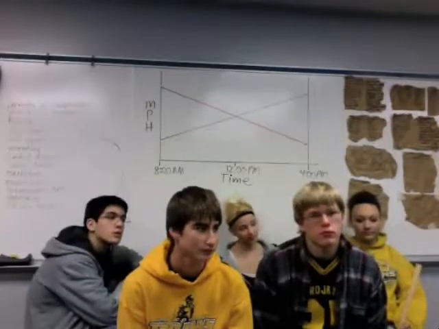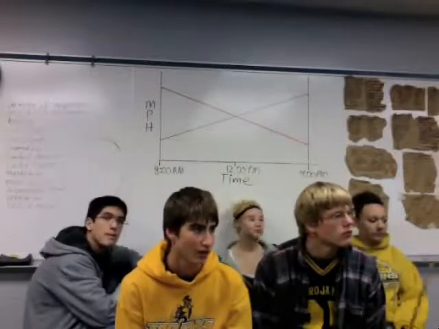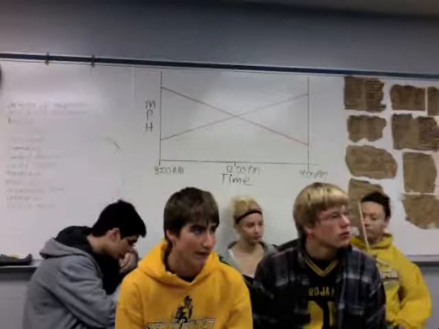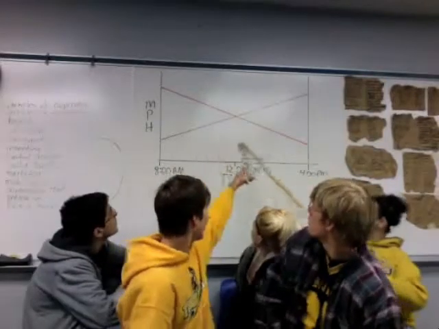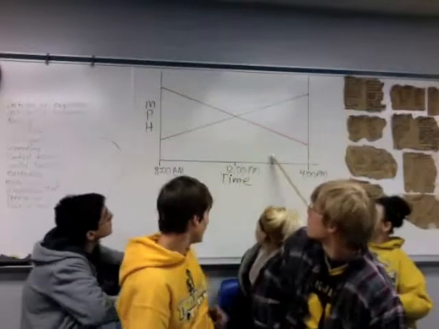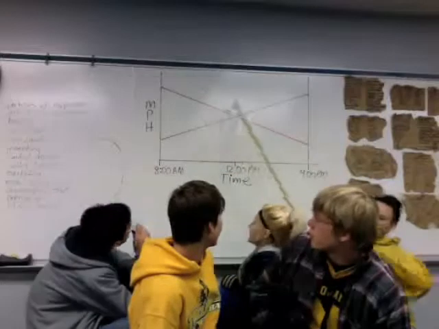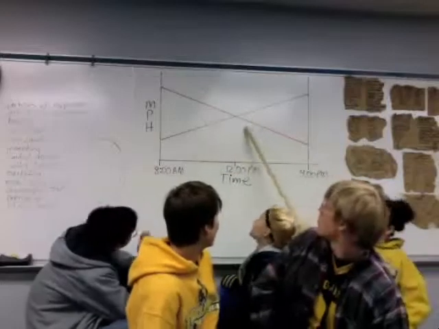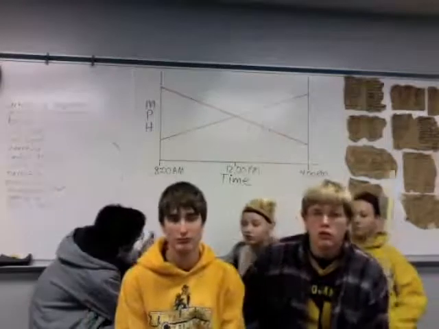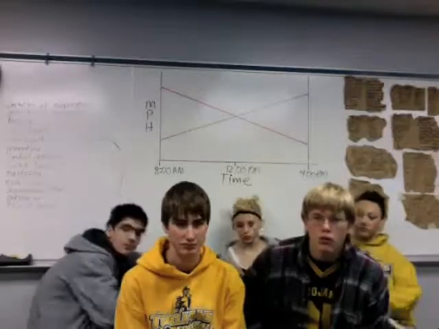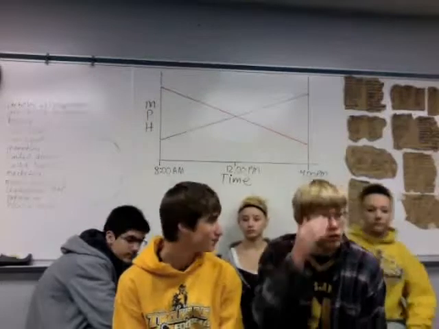At 10 a.m., noon, and 2 p.m., find those on the graph for me. That's about 10, 12, and 2. Which car is ahead? At 10 it's red, at noon they're equal, and at 2 the blue one is ahead. Okay. Everybody agree with that?